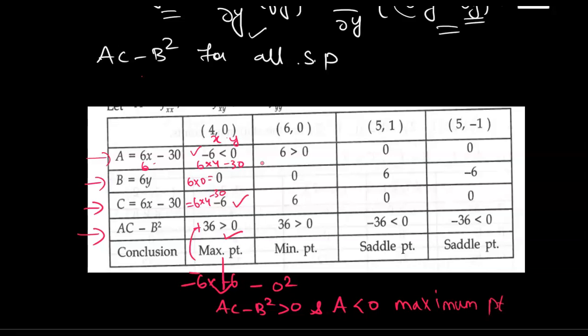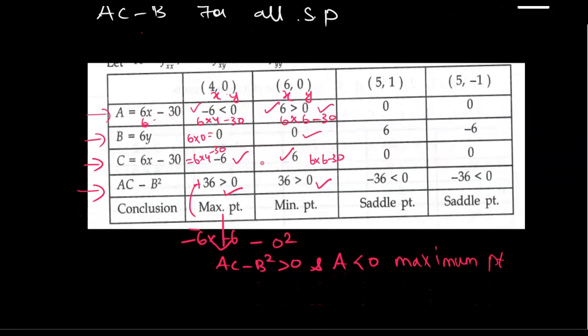Okay. Same way, put x as 6 and y as 0 in this. So what I will get, 6 into 6 minus 30. So 36 minus 30, plus 6 greater than 0. And then 6 into y, 0. Then now here 6x minus 30. So what we are going to do, 6 into 6 minus 30. So 36 minus 30 plus 6. Now we are checking. 36 is greater than 0 and 6 is also greater than 0. So here we are writing minimum point.